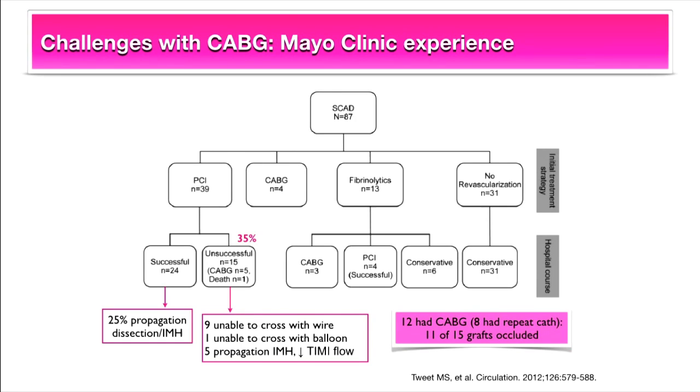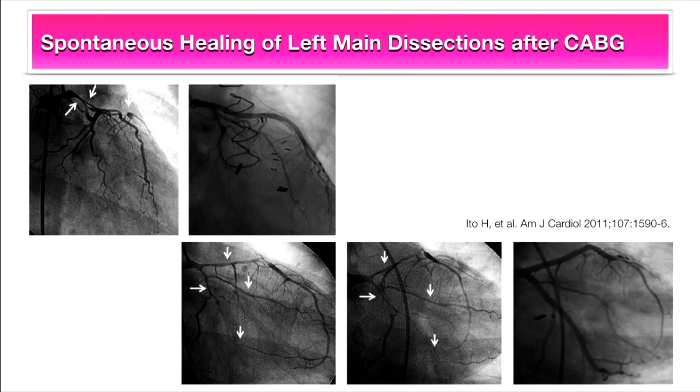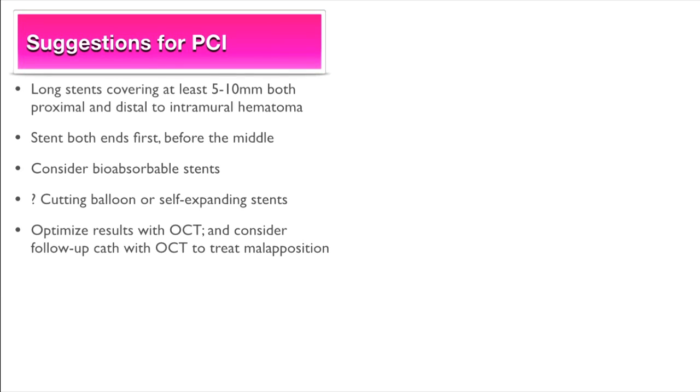In terms of CABG, in the retrospective Mayo Clinic series, of the 12 patients who had CABG, 8 underwent repeat angiogram, and 11 of these 15 grafts were occluded. The case series here shows that even with left main dissection, for patients who underwent bypass surgery, the coronary arteries themselves subsequently healed, and therefore the bypass grafts are no longer necessary, and that's probably a reason why these grafts become atretic compared to other populations of patients.